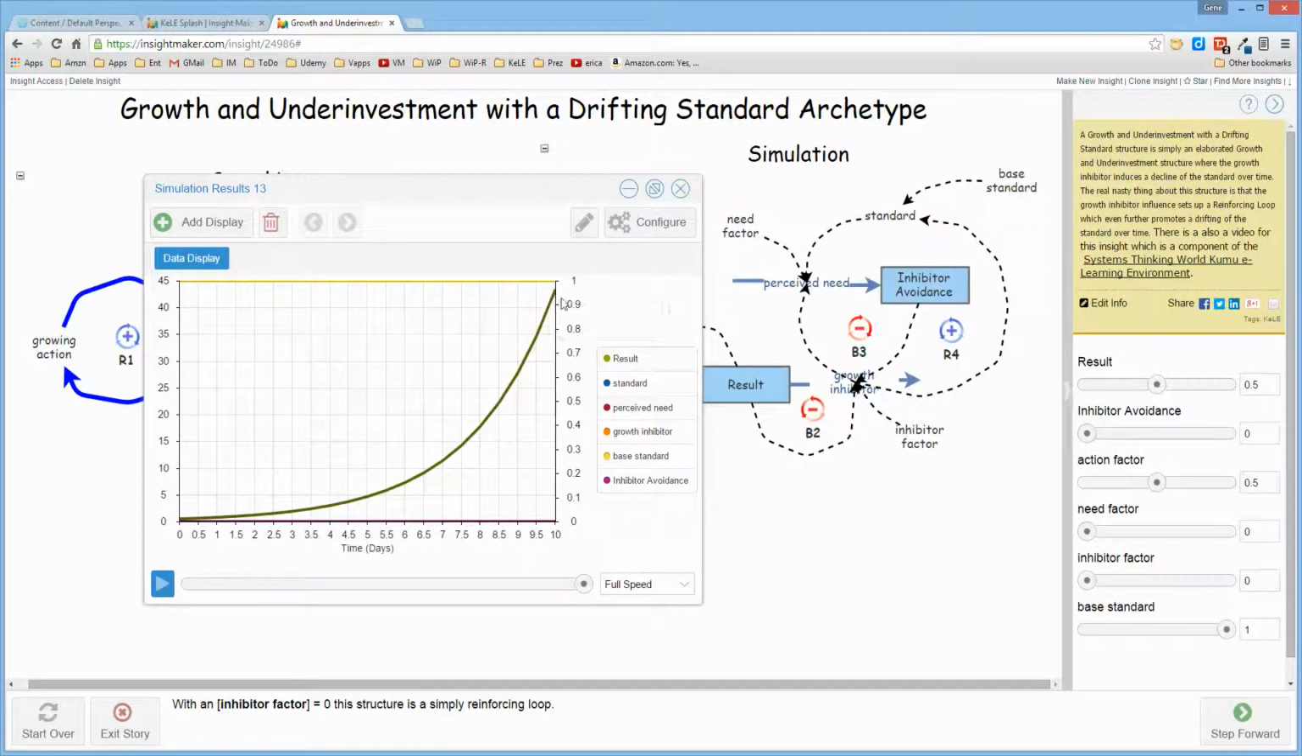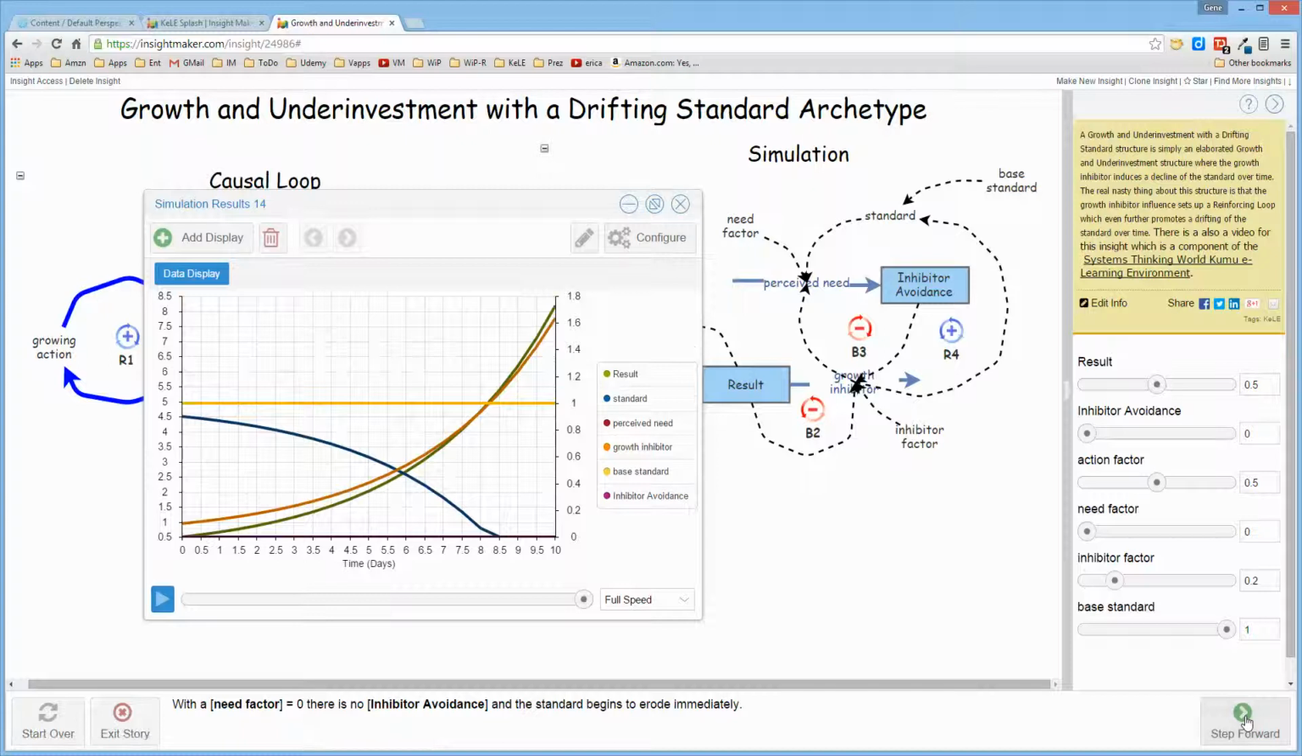It shows the characteristic exponential growth pattern, and it grows quite large to 40 in the 10-day period. The reason that the result is smaller than it would be is because the action factor is only 0.5 as opposed to 1. So it's throttling back the result of this reinforcing structure.